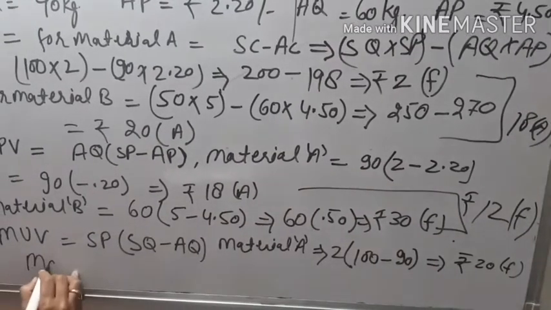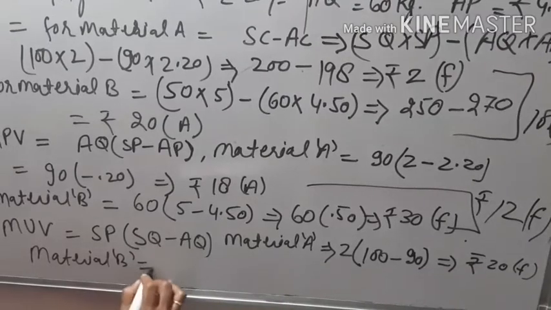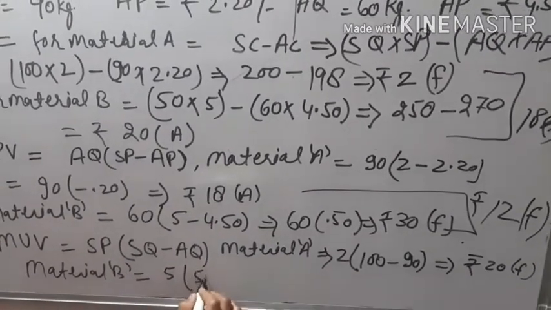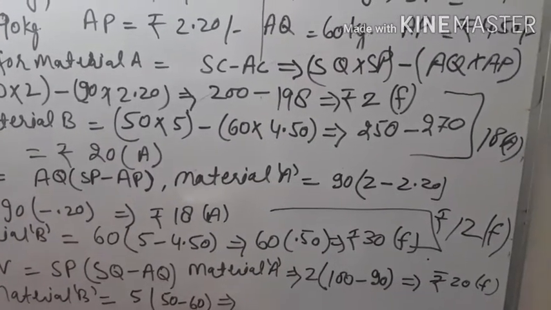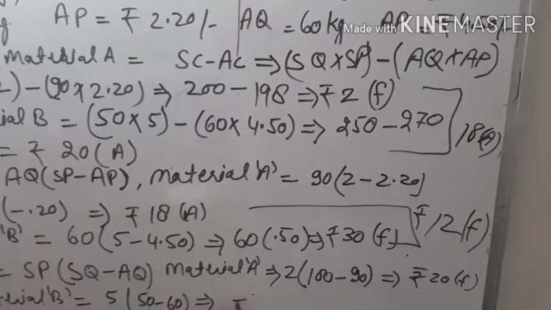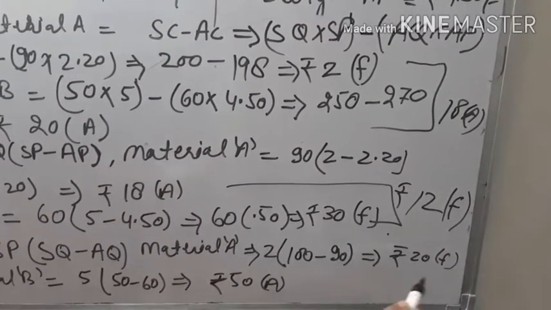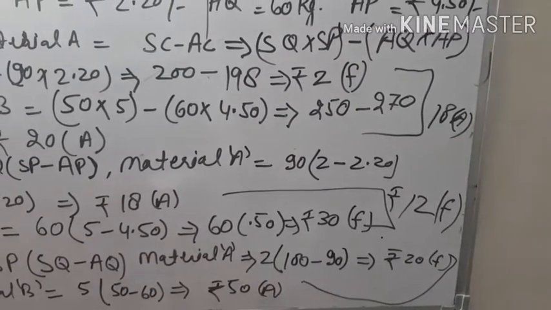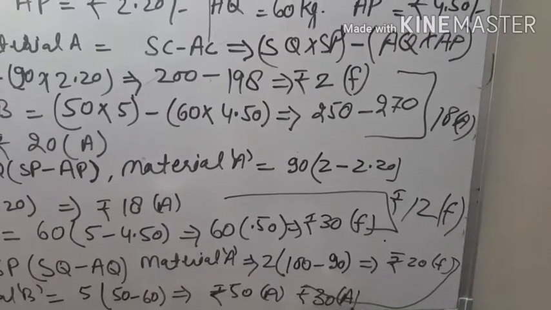And now for material B, we will put the values. Standard price 5, standard quantity 50, actual quantity 60. This answer comes in negative, minus 50, rupees 50 in adversible form. By the help of both these two terms, 50 and 20, answer will come in rupees 30 in adversible form.